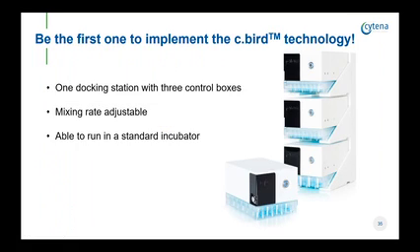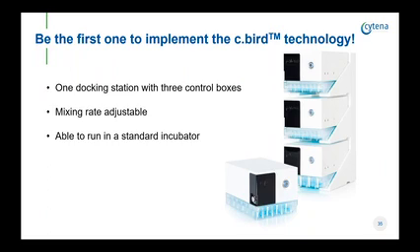So this is our CBIRD system. It comes with a docking station and 3 control boxes that allow you to process up to 3 96-well plates, or 24 plates, in parallel. The system is quite compact and fully autonomous. It can be placed in an ordinary incubator, so it's compatible with standard lab equipment.